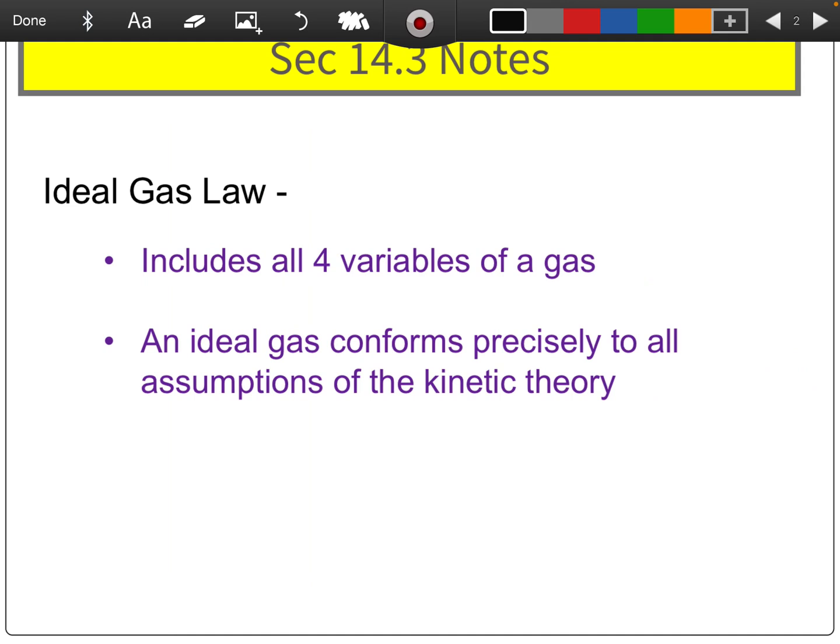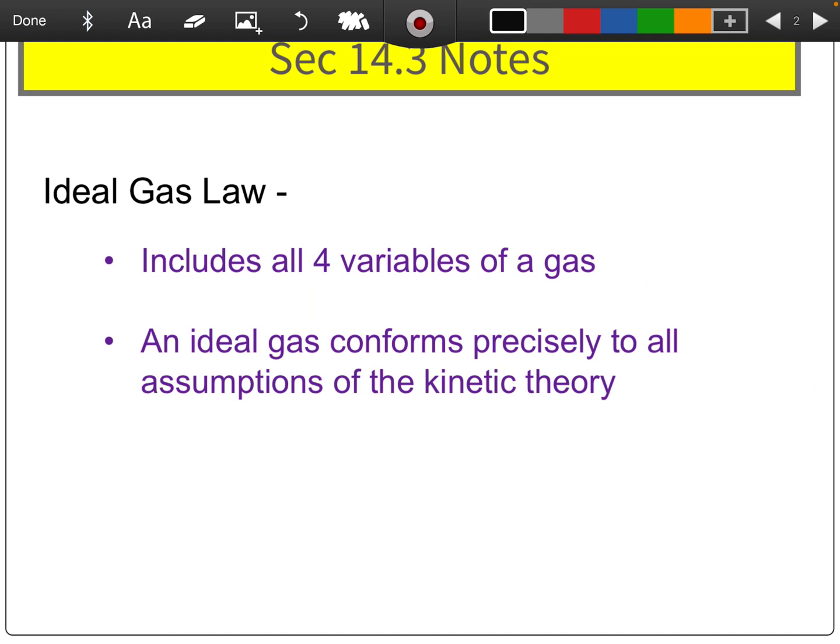So an ideal gas conforms precisely to all the assumptions of the kinetic theory. So ideal gases have gas particles that are in constant random motion. There's no attractive forces between the particles. We're assuming that every time these gas particles collide, their collisions are elastic, meaning that no energy is lost. So an ideal gas does not exist, but it's this set of standards that we can use to apply to other gases to predict their behavior.